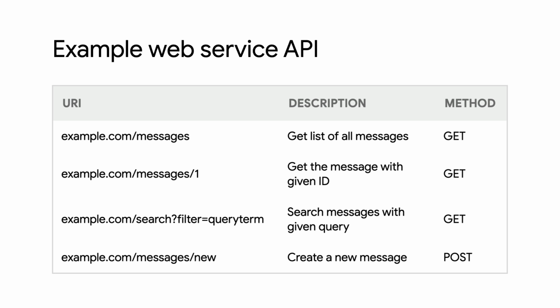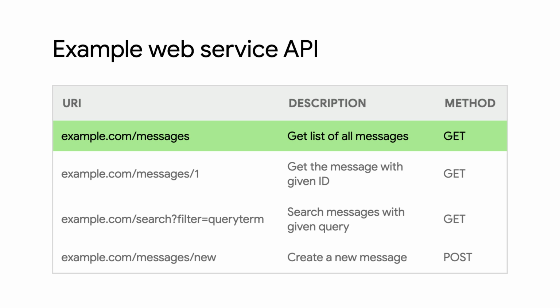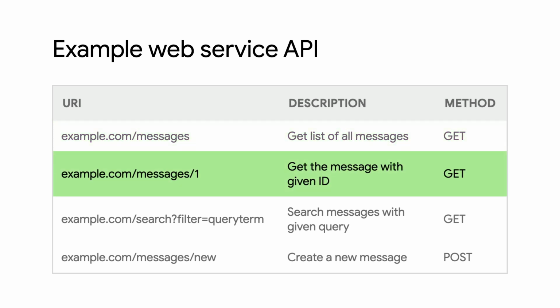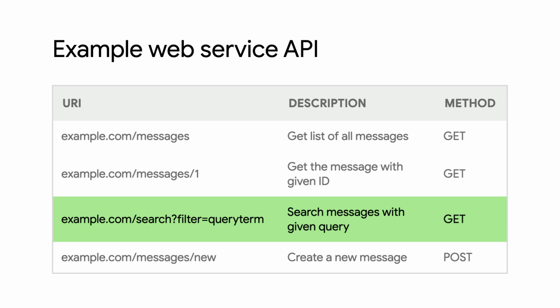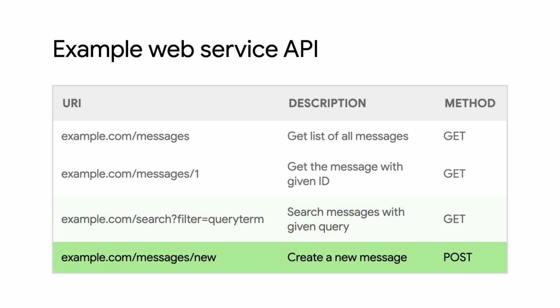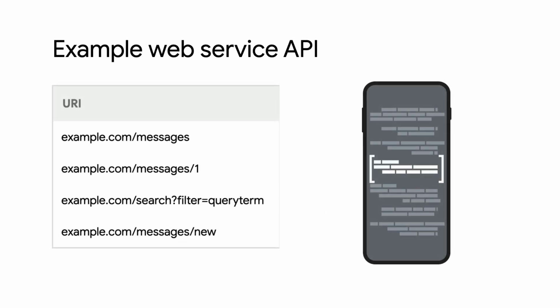Let's look at an example of a RESTful web service that stores messages. This server exposes a set of URIs that a client can use to make requests. When making a GET request with the first URI, you can get the list of all messages. Or you could do a GET request for an individual message by specifying the ID in the URI. Another endpoint allows the user to search messages for a certain query term. And the last endpoint available on the server is for creating a new message, and that requires an HTTP POST request with the contents of the new message. By looking at what functionality the server exposes, you can build your client Android app accordingly.